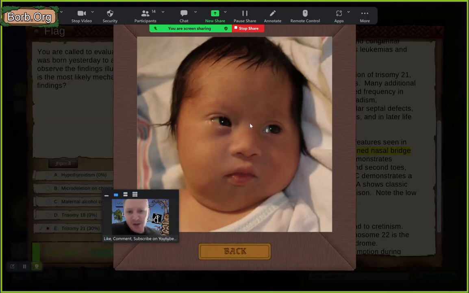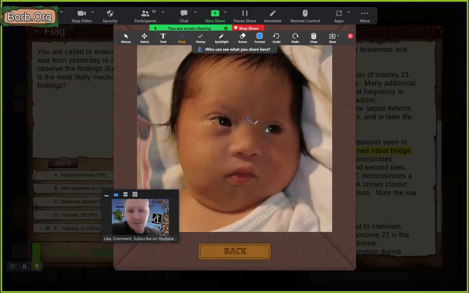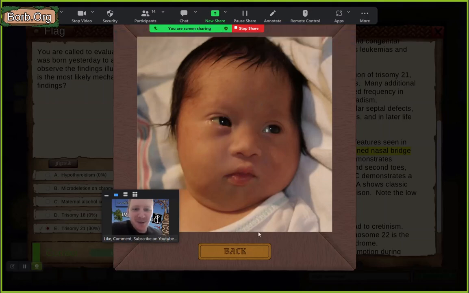So the nasal bridge is this bridge here, and usually there'd be a little bit. So this is going to be flattening of the nasal bridge. Sorry to draw on this baby's face. I'm not trying to disparage this baby.